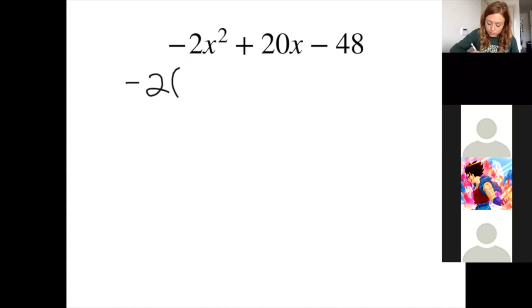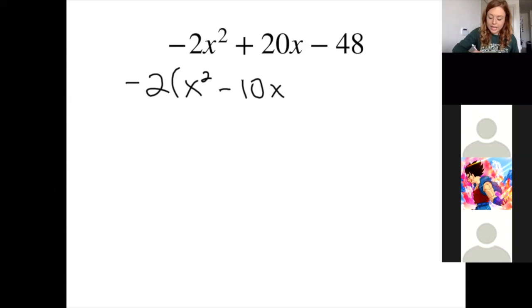-2 times what would give me -2x? Well, just x squared. The -2 was already there, so all that was left was x squared. Then -2 times what would get me to this +20? It's a positive, so a negative times a negative gives a positive. So it'd be -10, and then keep that x, because -2 times -10 gives me the +20.